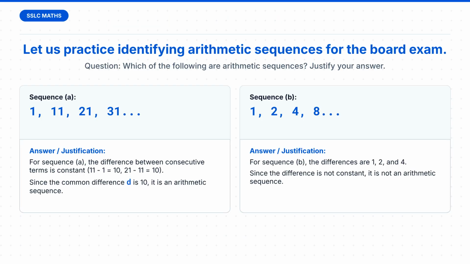Let's practice identifying them. A sequence is arithmetic if it has a constant common difference. If the difference between terms changes, as seen in the second example, it is not an arithmetic sequence.